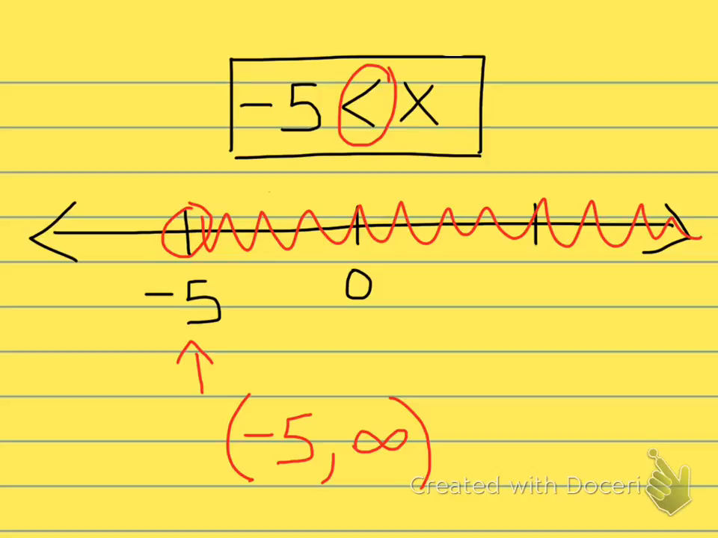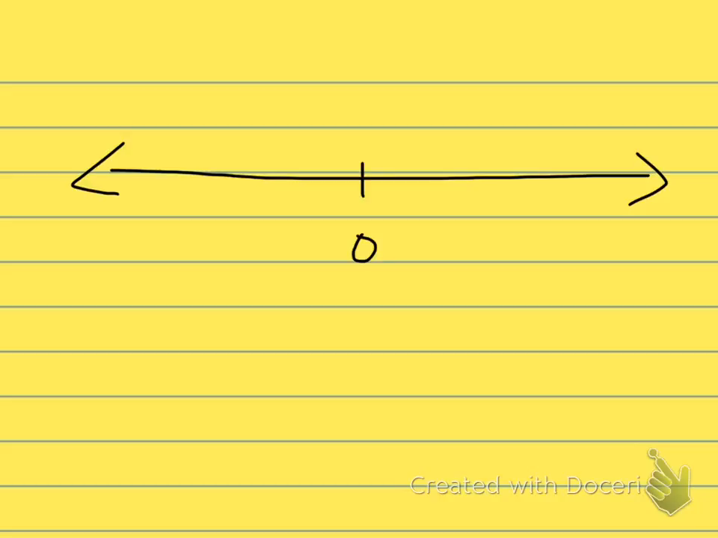Okay, let's try one more thing. I want to give you the graph. I'm going to give you the graph like so. I'm going to put a -3 here, and I'm going to do solid, and I'm shading this way. Can you tell me what the set notation would be for that one?